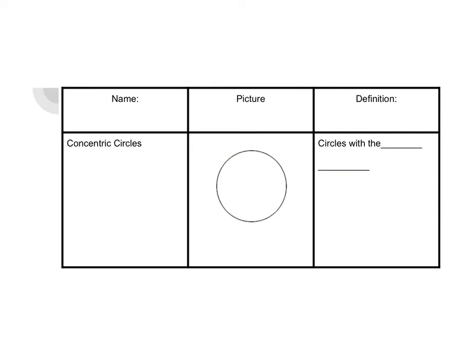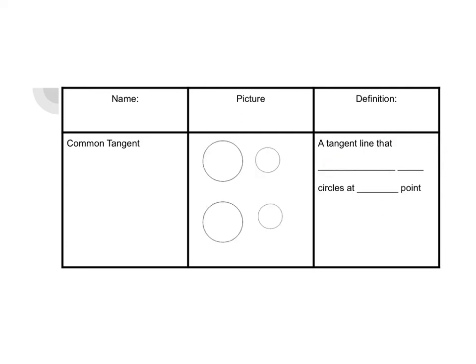Concentric circles are 2 circles with the same center. As an example, with my 2 circles here, I would take my second circle and I would make sure that the center for both circles is now the same center. So I'd have my center point here, point C, and again, both circles have the exact same center, making them concentric circles.